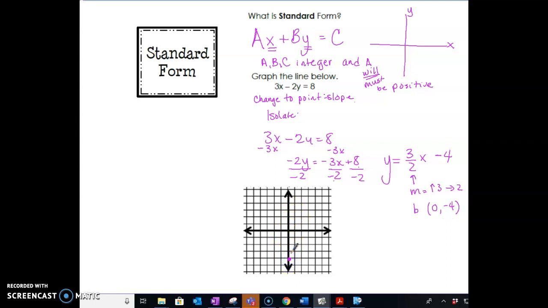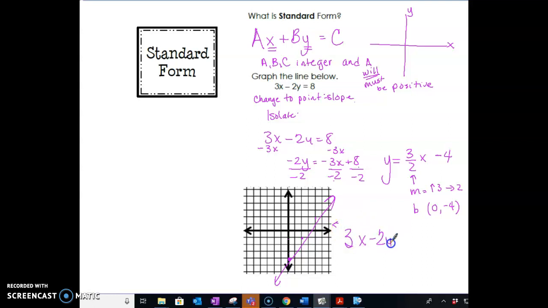So to graph this line, what you're going to have to do is change it to the slope-intercept form, because then we can graph it. So if it's given to you in any other form, you're going to have to change it. What does that mean? That means you want to isolate the y. We've done this.